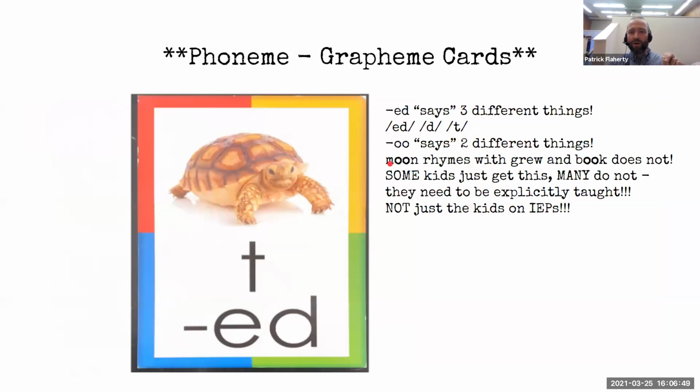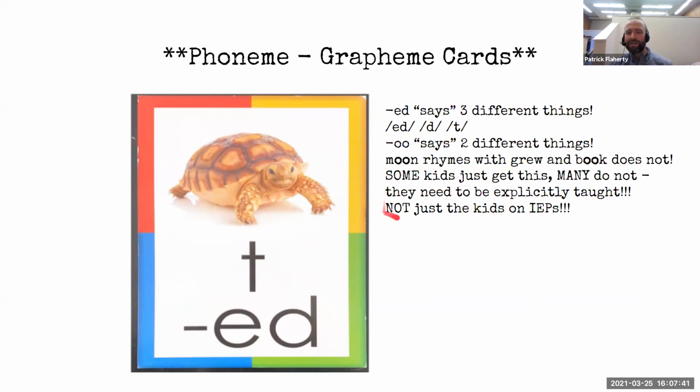Or then T. So, okay, and here this explains it. So ED says 3 different things, right? So this is our T turtle card, but ED can also say T. And I will say this, with my first graders, when I show them these cards, I will just circle the T, or I'll cover up the ED, especially at the beginning of the year. We don't want to confuse them too much, but I think it is important for them to know that sounds can be spelled in different ways. So ED says 3 different things. It can say ed, both sounds, like loaded, or d, like played, or t, like in walked. And then, as I said, O can say 2 different things. Moon rhymes with grew, but book does not.